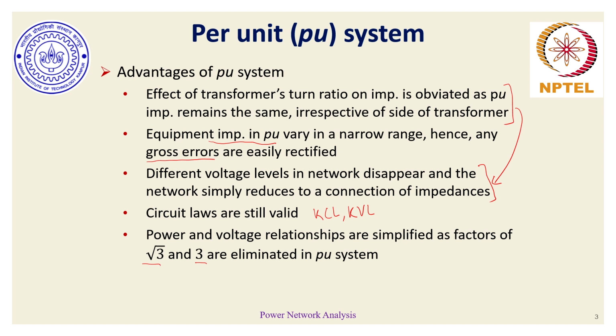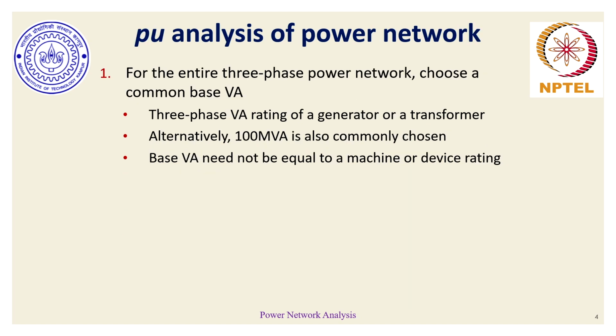It is as if the per unit system is an equivalent single-phase system with all quantities referred to a common base. So a few typical generic steps that one can follow for per unit analysis of a given three-phase power network or a single-phase power network are enumerated here.